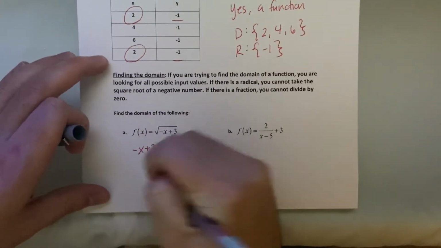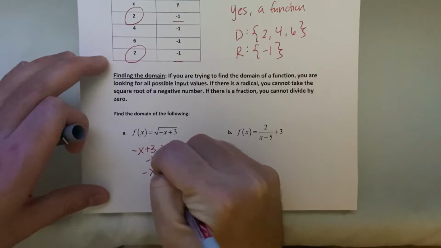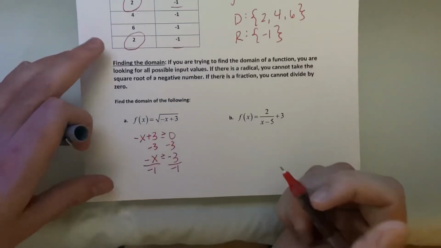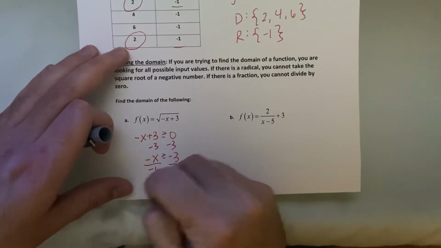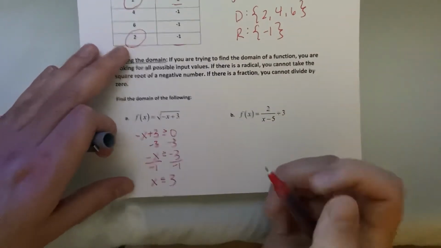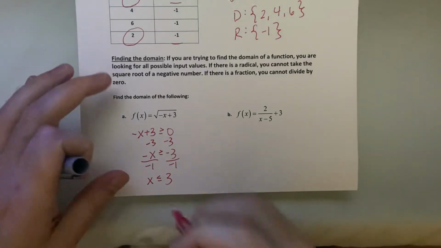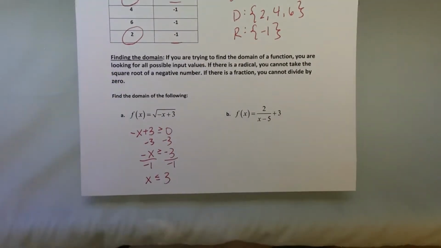Subtract 3. Negative x is greater than or equal to negative 3. Divide by negative 1, and just remember when you divide or multiply by a negative, the direction of the inequality changes. So x is less than or equal to 3. This would be our inequality notation.